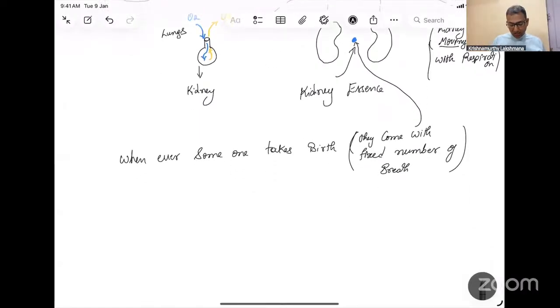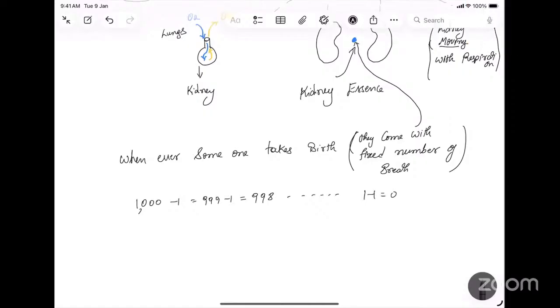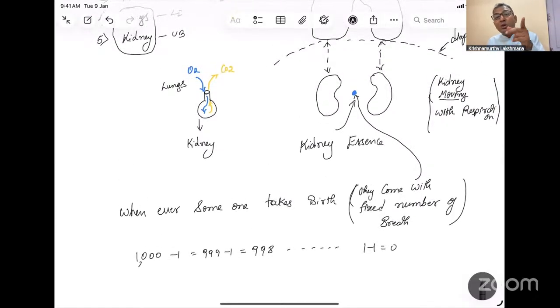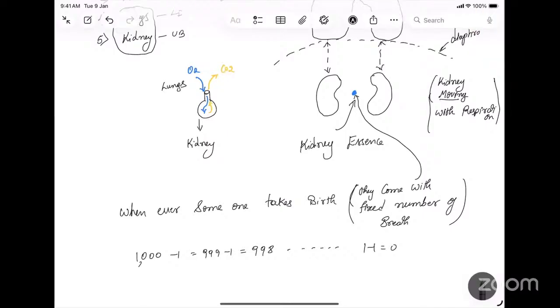Let's say there are 1,000 breaths given, and it is like a counter. It starts with 1,000. You take one breath, so minus 1 is equal to 999. Now you take the second breath, another minus 1, it is 998. Similarly it goes on, and when 1 is left, minus 1 is equal to 0, and the counter is closed, so no next breath happens. This information is stored in the kidney essence. So who should control the inhalation? Kidney should control, because that is where the counter is. If somebody else is managing, the count may get missed, isn't it?